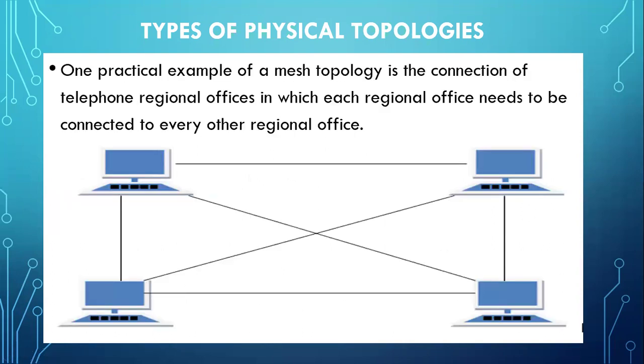One practical example of a mesh topology is the connection of telephone regional offices, in which each regional office needs to be connected to every other regional office. Here is an illustration of this mesh topology. As you can see, every connected device is linked to each other throughout the network.